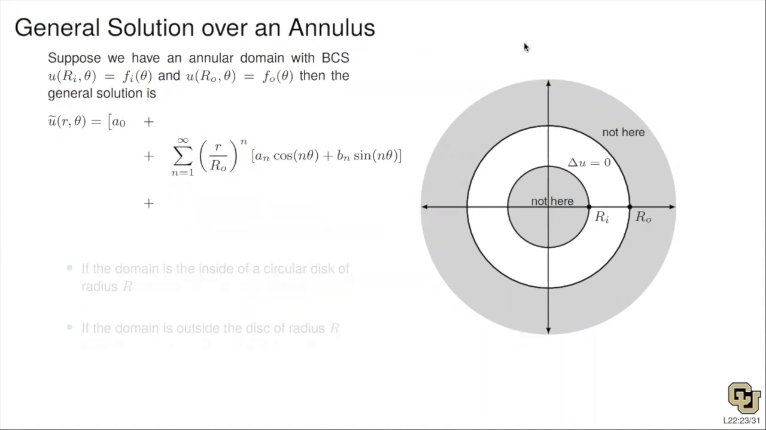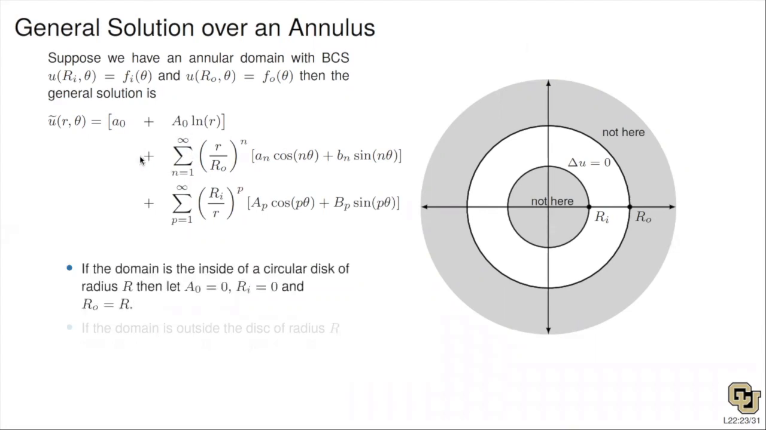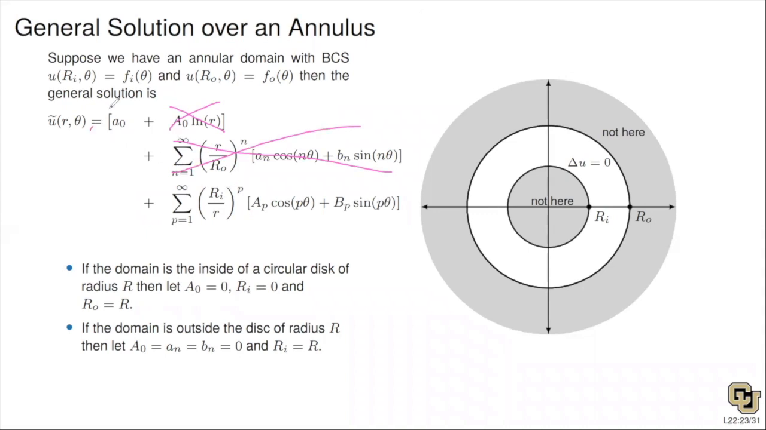By thinking about what's included and what's excluded, you can find solutions to other geometries. If we were outside of the disk, then we would have to get rid of this part. If you're outside of the disk, r going to infinity, we can't have that. And you can't have this part either. So you can find other solutions from this most general solution that has all the terms.